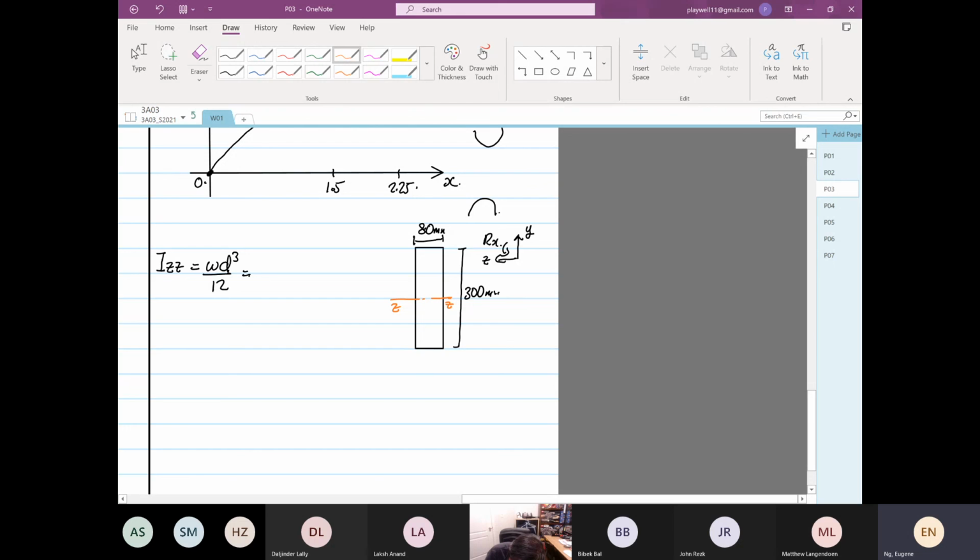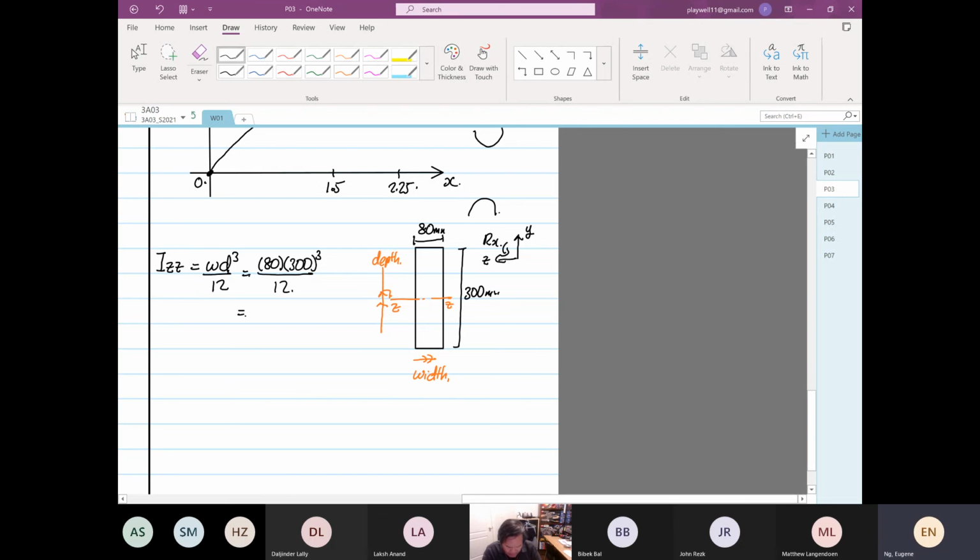Parallel to the ZZ axis is our width. Perpendicular to our ZZ axis, this will be our depth. That's how you define it, not by the English meaning. Width is this, depth is this. It depends on the axis that you are interested in. So the width about IZZ is 80, and the depth is 300 cubed divided by 12.